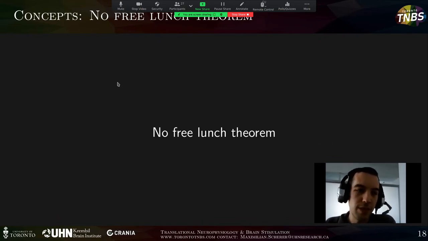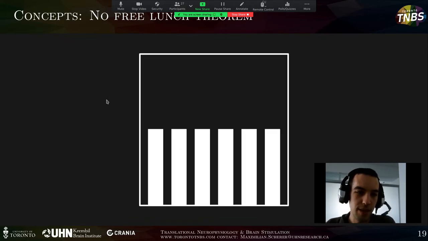Then we have two more topics. One topic I quickly wanted to mention is the no free lunch theorem. That's going to be quite important for next week's session and the upcoming machine learning sessions.